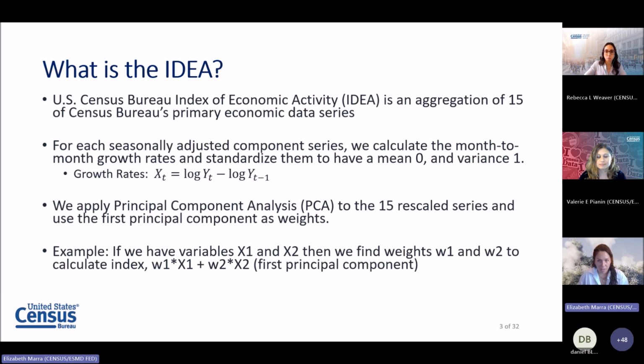We do this by taking the month-to-month differences of the log series. You can see the formula there under the second bullet. And then we rescale these growth rates to have mean 0 and variance 1. After that, we apply principal component analysis to the 15 rescaled growth rates series, and we use the first principal component as weights. So for example, if we have variables x1 and x2, we find weights W1 and W2 using PCA, and then we would calculate the index as W1 times x1 plus W2 times x2.